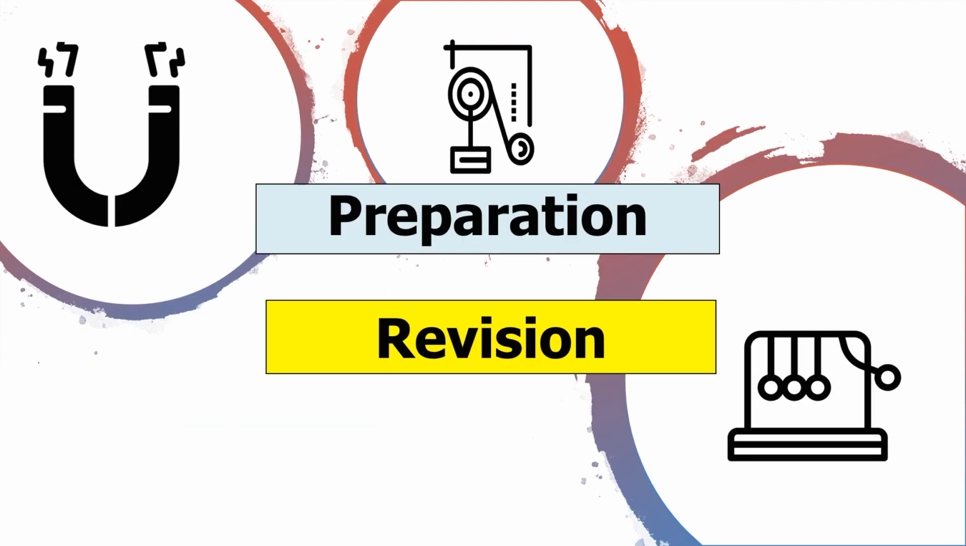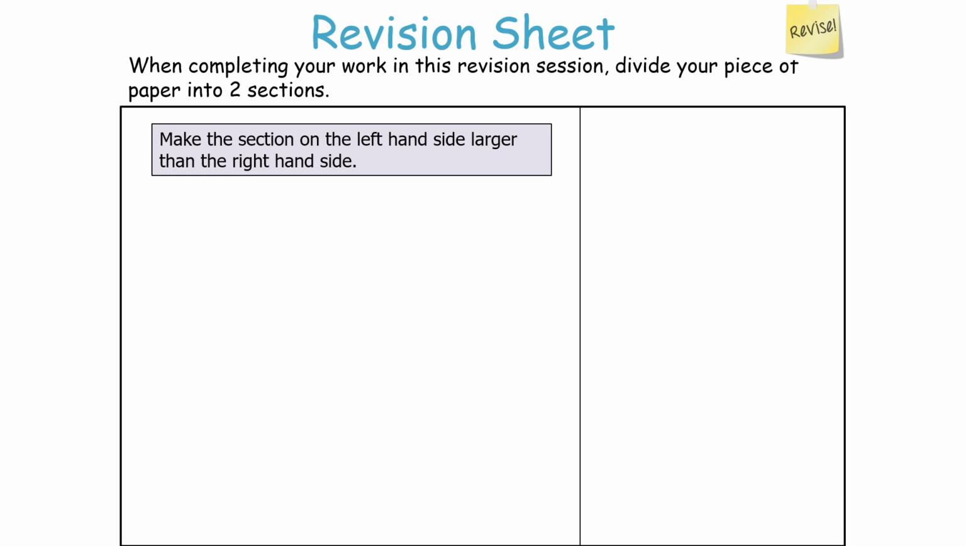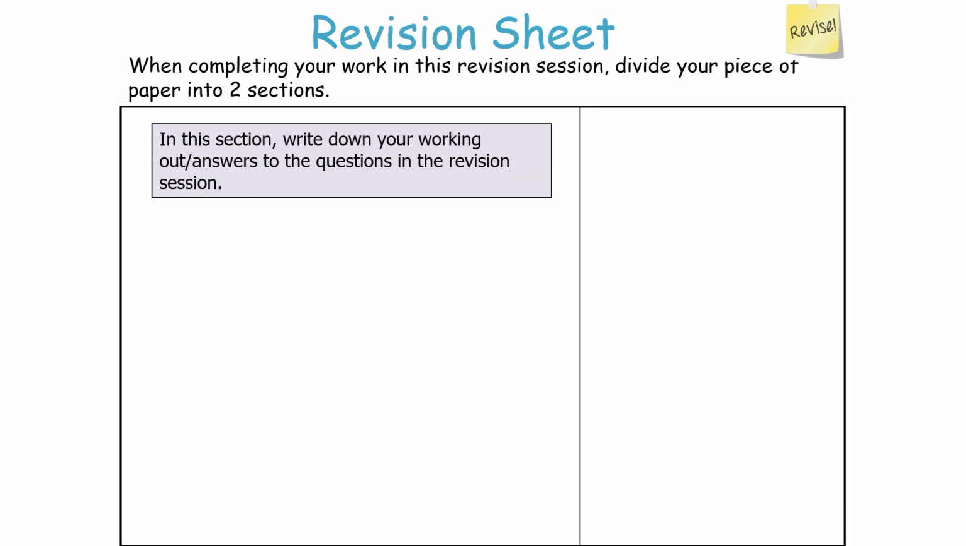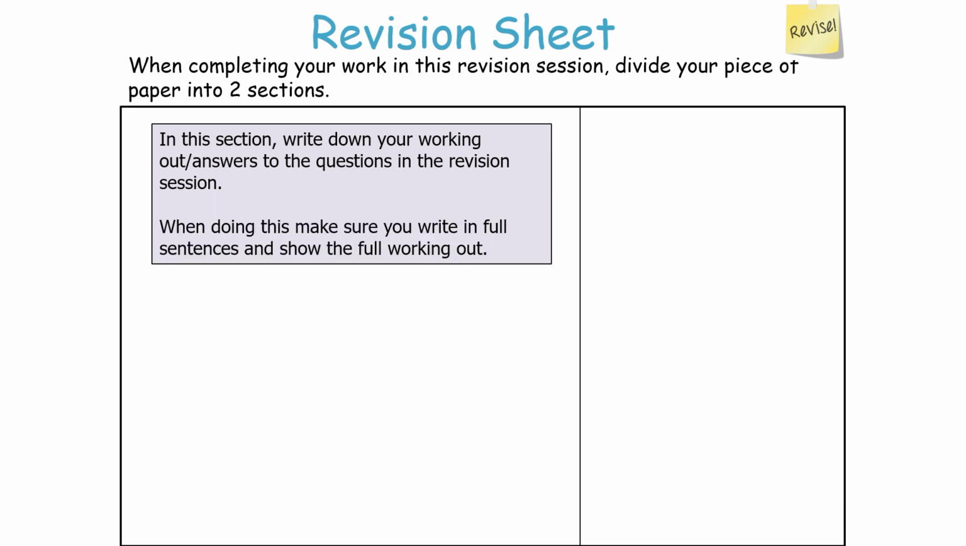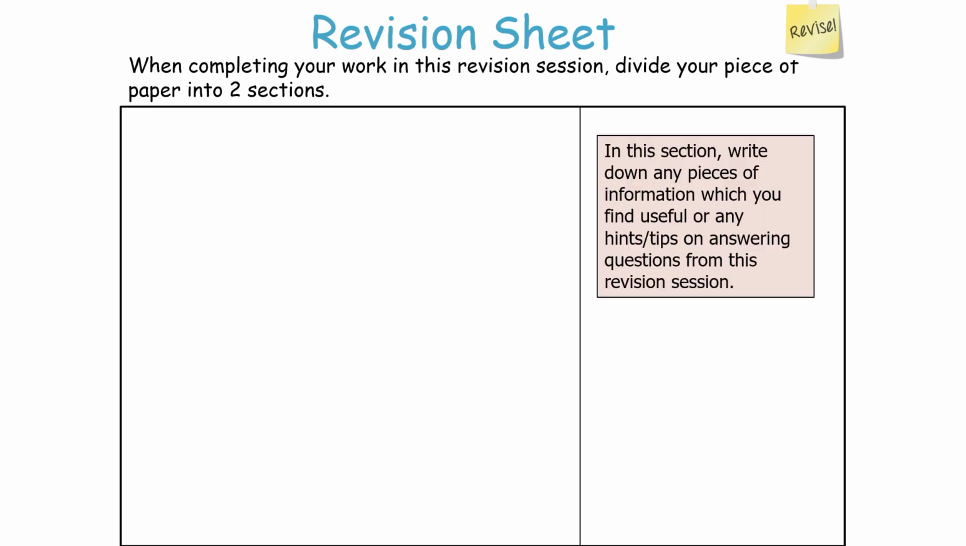So how should you carry out work in this revision session? Well, divide your piece of paper into two sections. Make the section on the left hand side larger than the right hand side, and in this section write down your working out and answers to the question in the revision session. When you're doing this, make sure to write in full sentences and show your full working out.